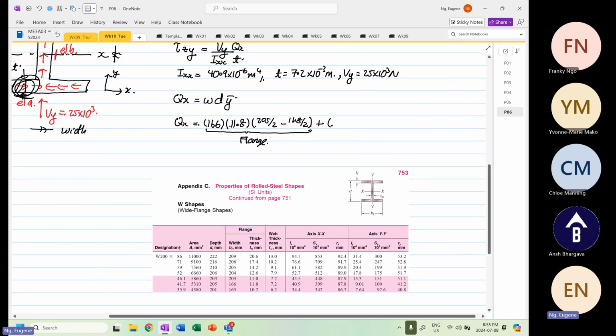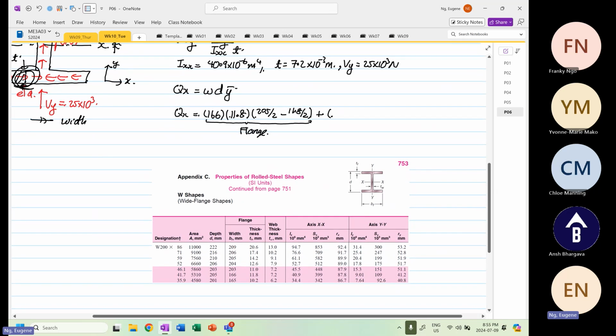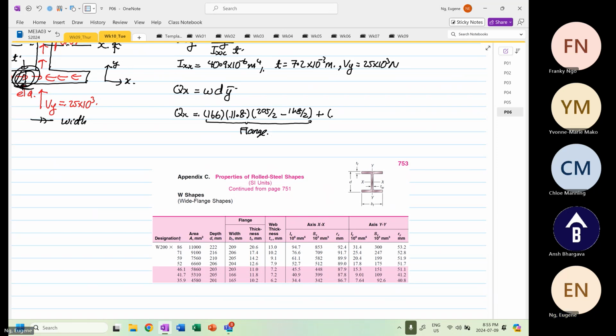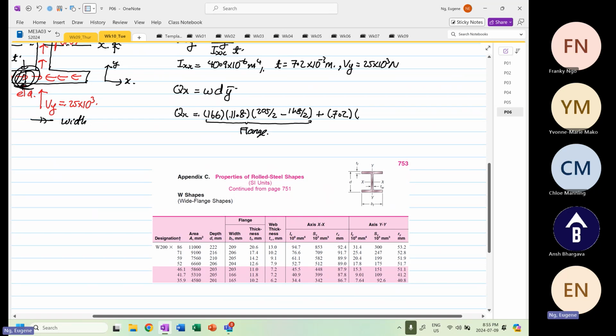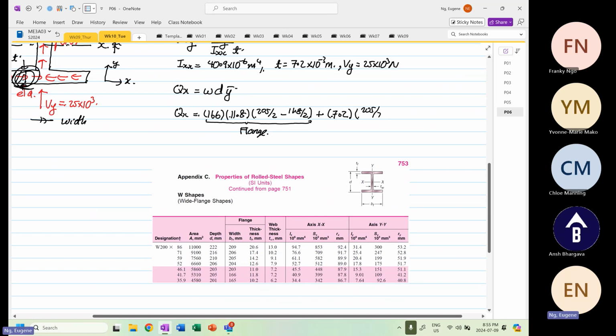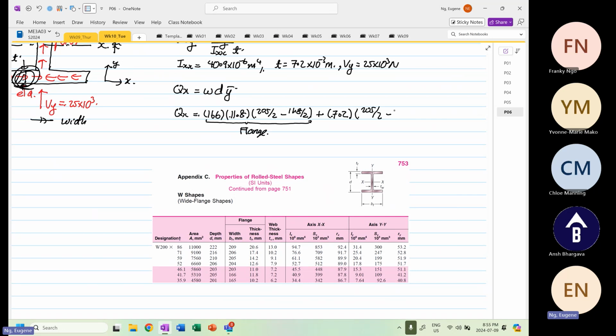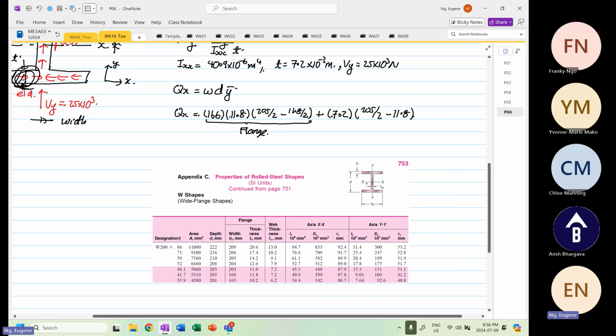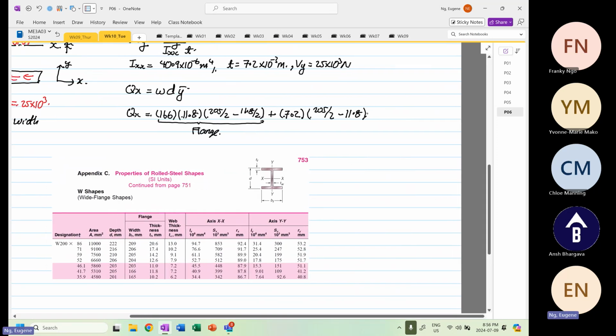Then you have to add. Okay, so the width now is equal to our TW, which is equal to 7.2. Okay, so that's the width. The depth, so it's D divided by 2. D is what? The depth D, 205 divided by 2 minus TF. So TF is 11.8. Right, 205 divided by 2 minus TF, which is 11.8. And then we do the same thing. So this is width, depth, y bar.